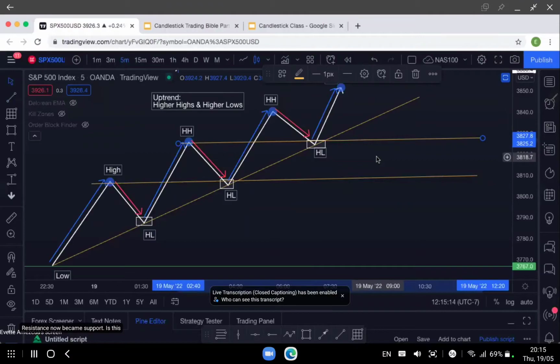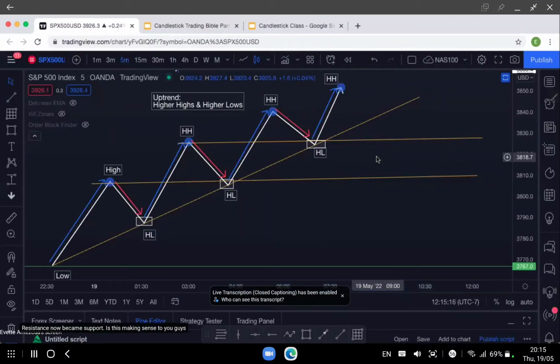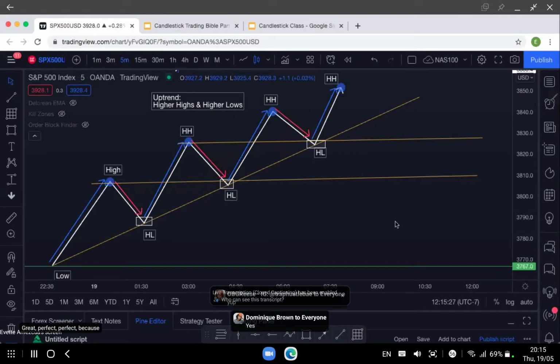Is this making sense to you guys? You guys following along with me? Great. Perfect, because we utilize this with our candle signal. So now we're looking for some sort of buy here. That is what we're looking for. Uptrend, we're looking for buys.